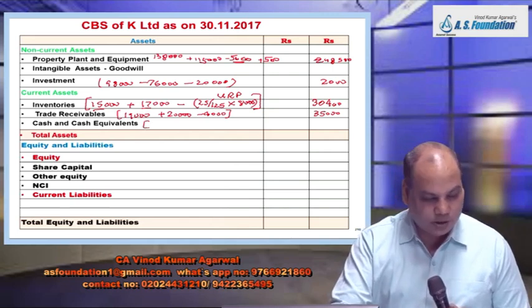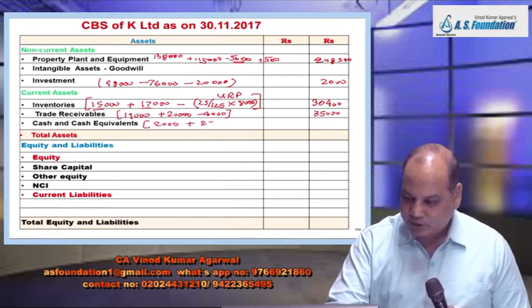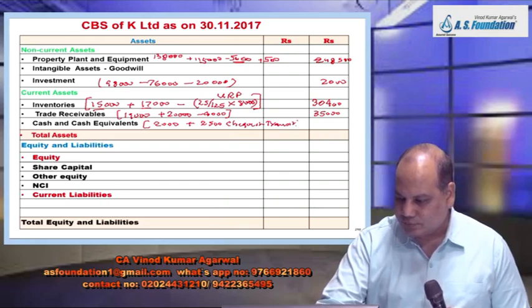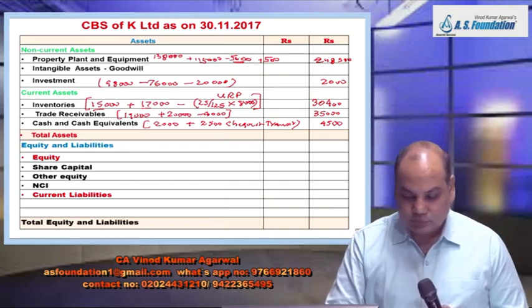So come to cash and cash equivalent. 2,000 plus 0 plus check in transit. Check in transit 2,500. So how much is the total of this? 4,500.